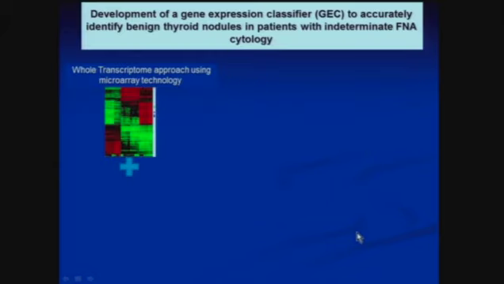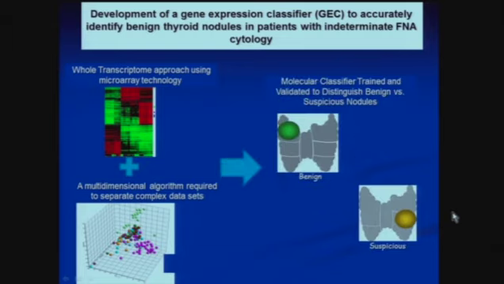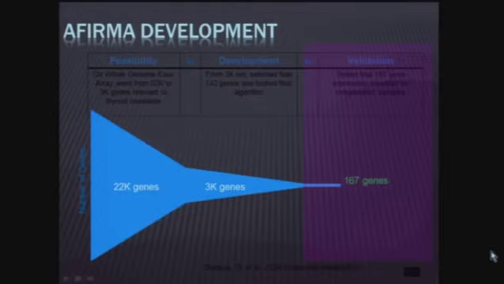And the way that this was developed was to take aspiration of cells and take it to the lab and use mRNA technology to do a microarray analysis of all the genes in a particular cell, and then to use multidimensional algorithmic mathematical modeling to, in essence, distinguish between genes that were and were not important in the setting of thyroid cancer versus benign thyroid nodules. And here's the schematic of how this works.